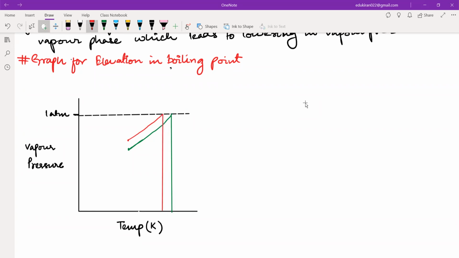Now you guys tell me which will be the higher temperature, red or green? Green, sir. Green one, right? And green is for solution. Red is for solvent.